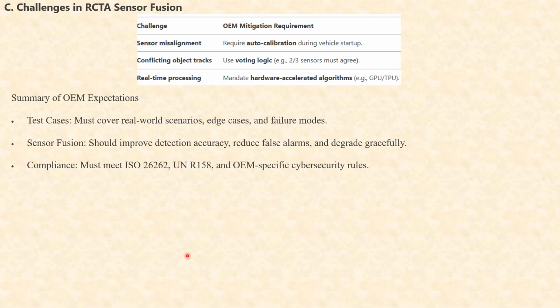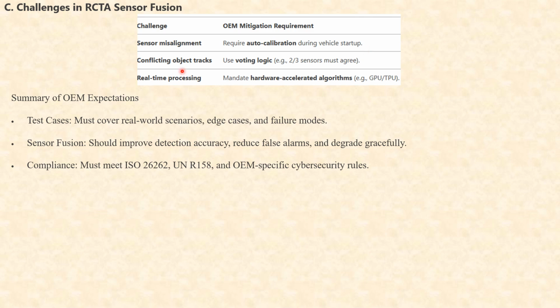Now, what are the various challenges that Tier 1 encounters during RCTA sensor fusion? The biggest challenge is sensor misalignment. Require auto calibration during vehicle startup. During vehicle startup, there will be a slight vibration. This may cause some sensor misalignment.